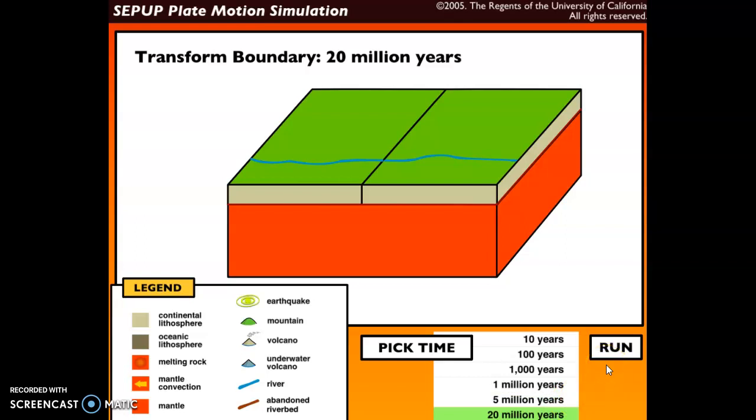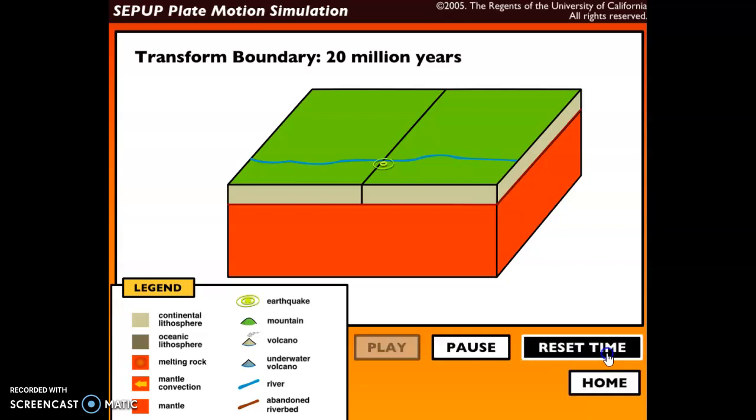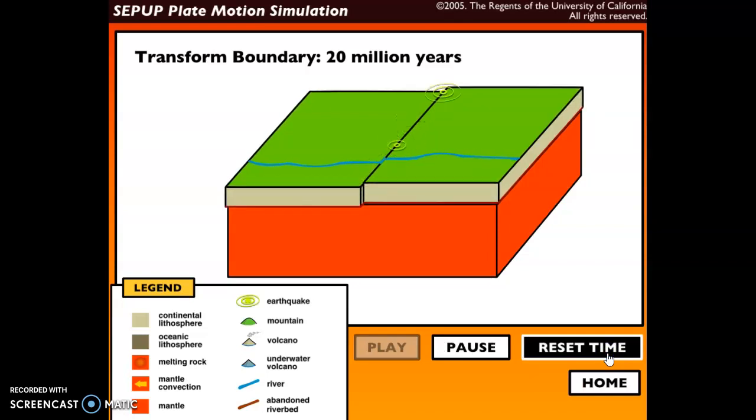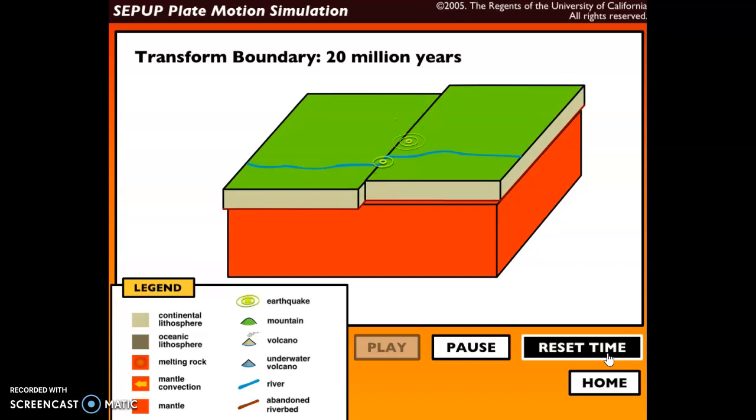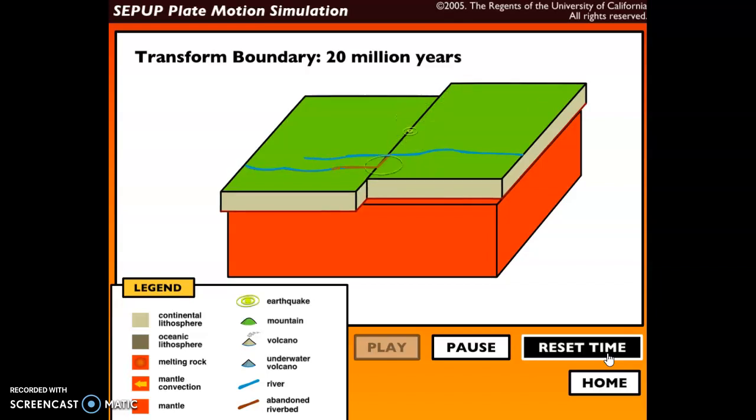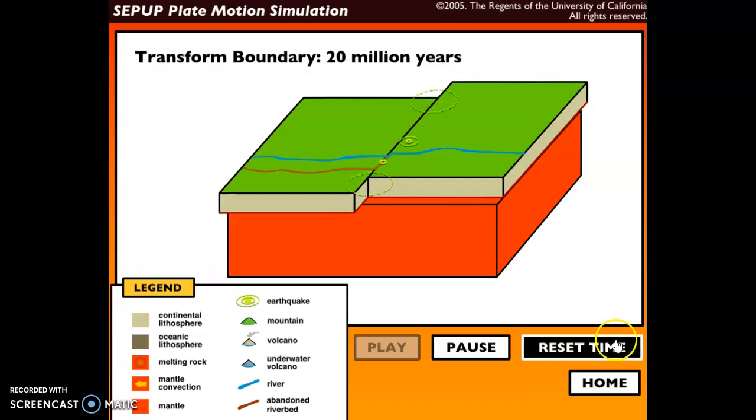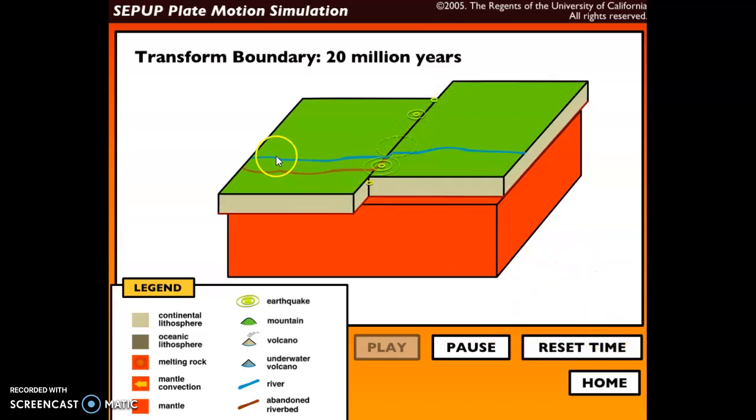Okay, if you have a prediction, let's see if the prediction is correct. Remember, transform boundaries get lots of earthquakes. If you are living near a transform boundary, earthquakes are going to be a part of your regular yearly life. If anything is crossing that transform boundary, anytime there is an earthquake or some movement there, that stuff is going to start to get displaced. In the case of a river, it might have to forge a new path, like you just saw happen there, and then part of the river will get abandoned over time.